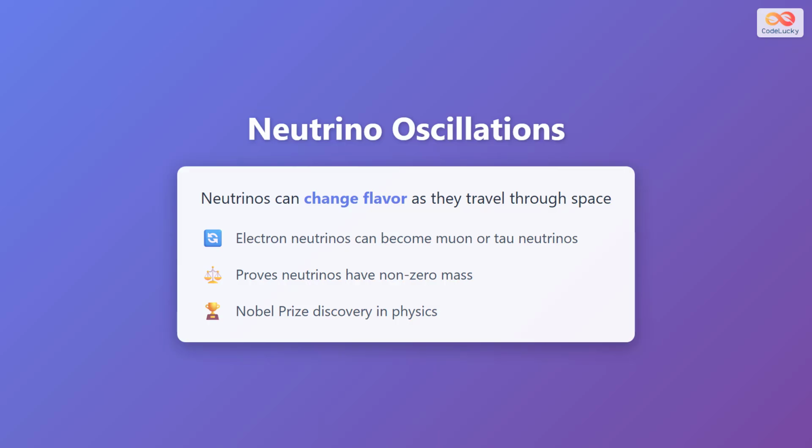One of the most remarkable discoveries in particle physics is that neutrinos can change flavor as they travel through space. This phenomenon is called Neutrino Oscillation. An electron neutrino can transform into a muon neutrino or a tau neutrino, and then change back again. This oscillation behavior proves that neutrinos must have non-zero mass, which was a groundbreaking discovery. The existence of neutrino mass requires modifications to the standard model. The discovery of neutrino oscillations was so important that it was awarded the Nobel Prize in Physics, highlighting its fundamental significance to our understanding of the universe.